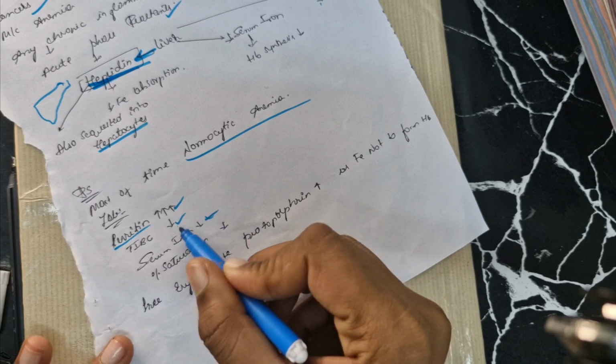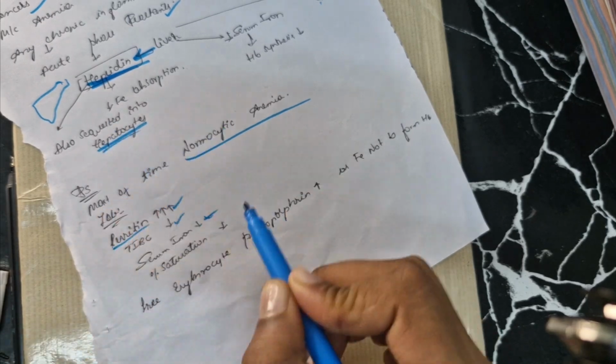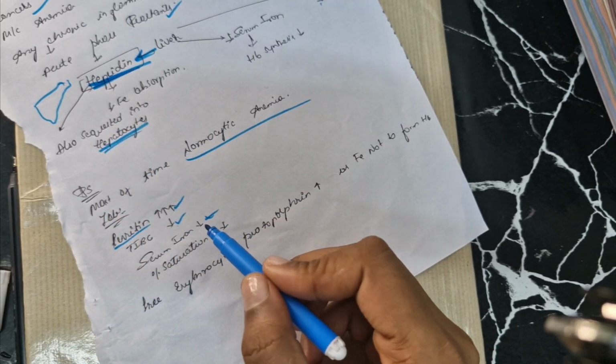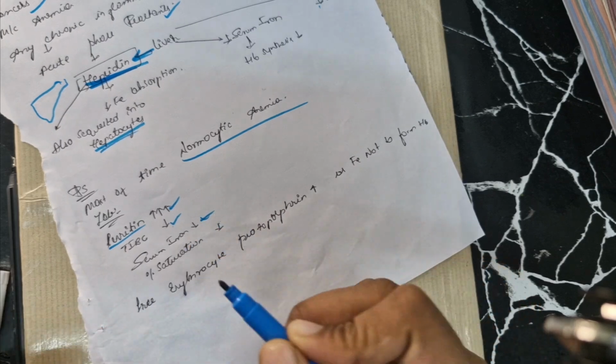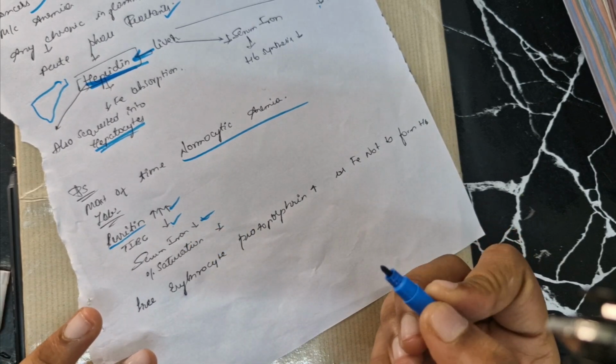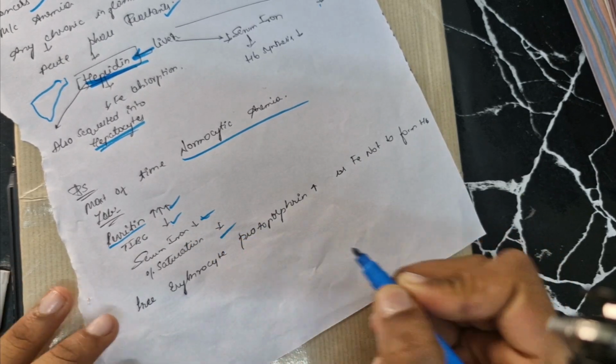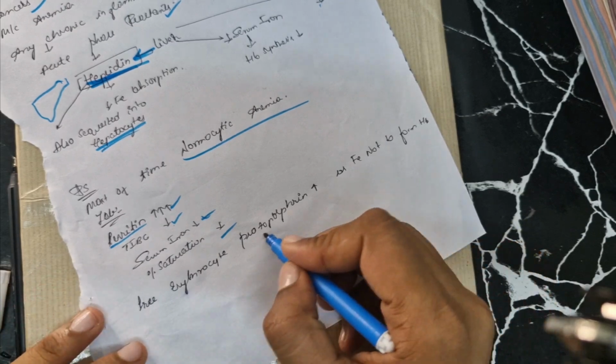Serum iron is also decreased, because it's not being absorbed, so there won't be any in the blood. Everything is going and sequestering in the hepatocytes, so the storage form is increased, but serum iron is decreased. And if serum iron is decreased, obviously the percentage saturation in the serum is also decreased. Free erythrocyte protoporphyrin is increased.